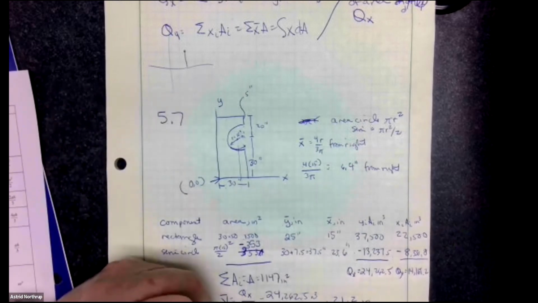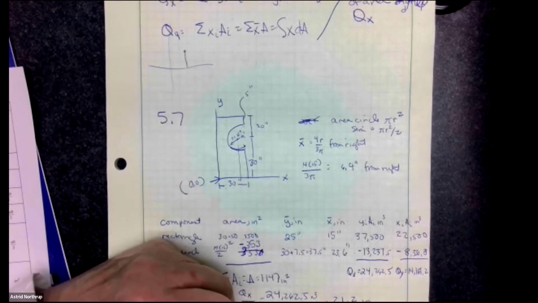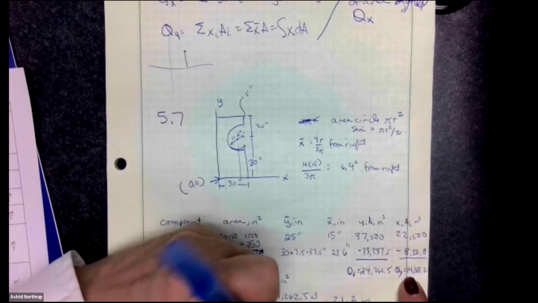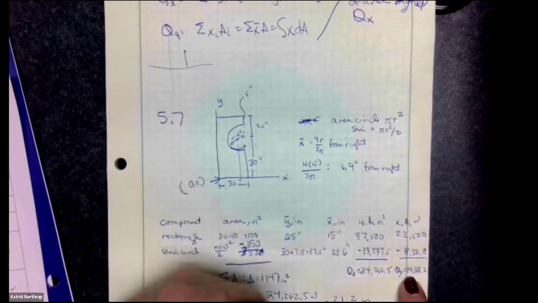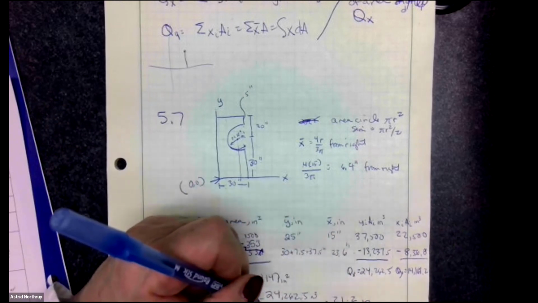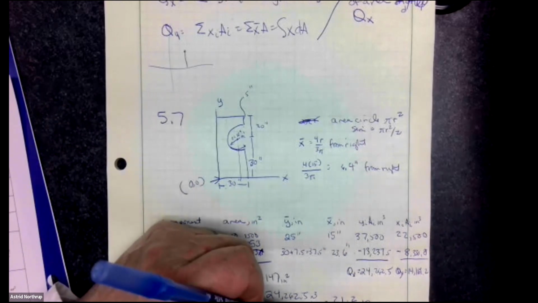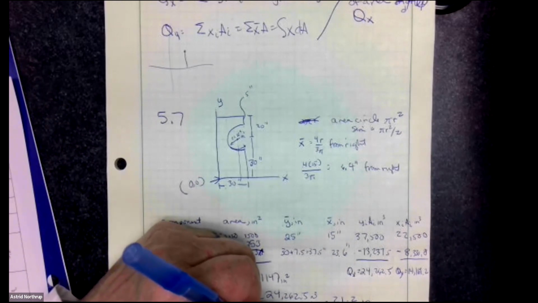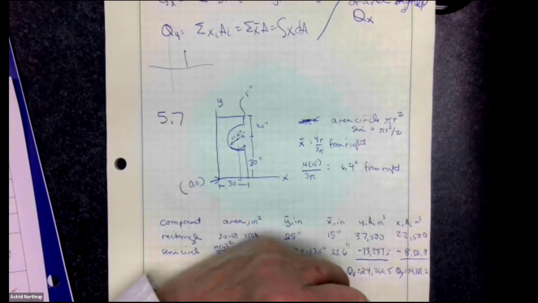And then my X bar is going to be Q sub Y over A. So that's going to be 14,169.2, same units, over 1147, same units. So my answer is 14,169.2 divided by 1147. And that number is 12.4 inches.